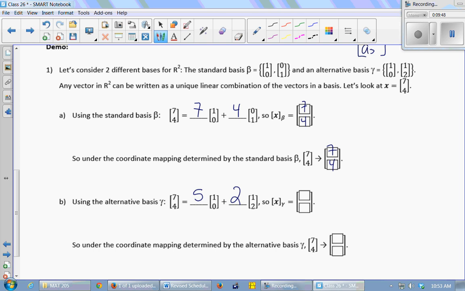Yeah. When the vectors get bigger, it's harder to do that in your head, and we have lots of tools to help us do that, but for now we can do it in our head. So you multiply the first vector of the basis times 5, add the second vector of the basis times 2. That's going to give me my (7, 4). So we say the coordinates of x, the coordinates of this vector (7, 4), is (5, 2), the weights that we put on the basis vectors. So under the coordinate mapping determined by this alternative basis gamma, (7, 4) gets mapped to (5, 2).